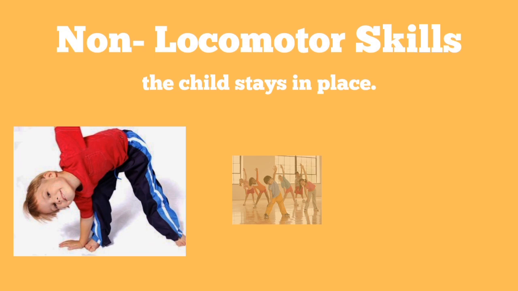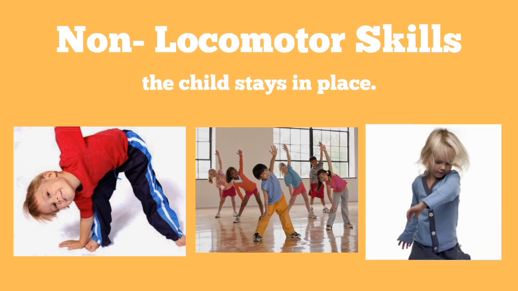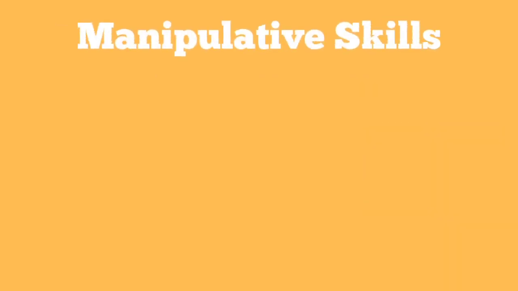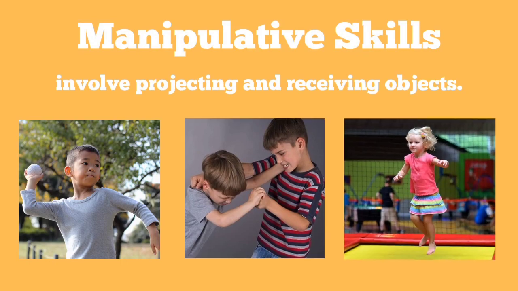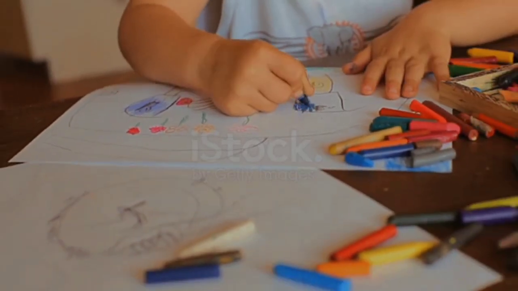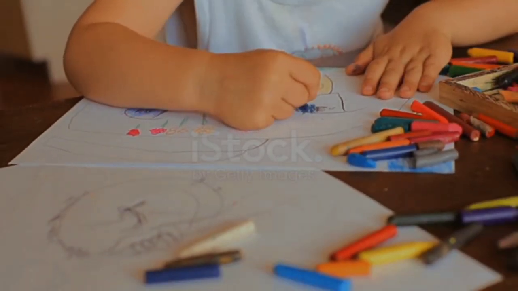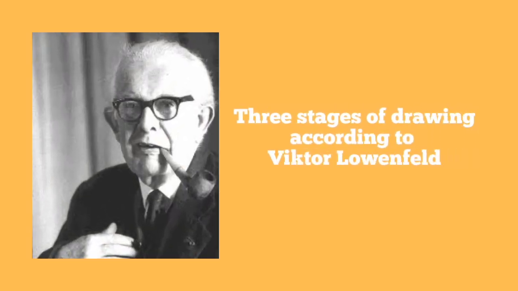Non-locomotor skills. The child stays in place. Examples: bending, stretching, and turning. Last, manipulative skills. It involves projecting and receiving objects. Examples: throwing, striking, and bouncing. Children at this age engage in the physical activity of drawing. According to Viktor Lowenfeld, there are 3 stages of drawing.